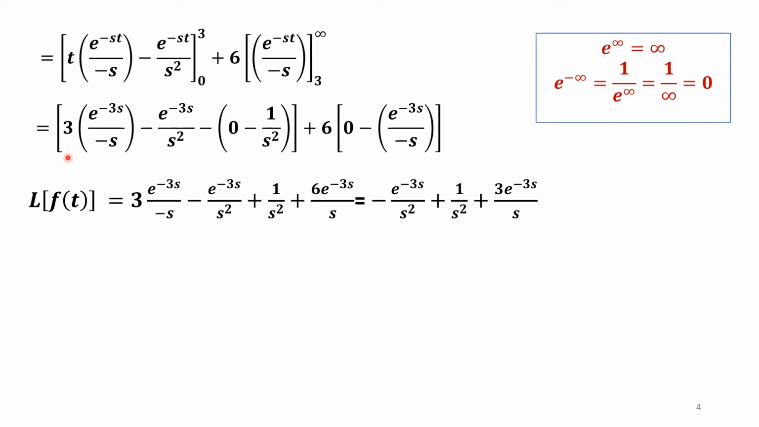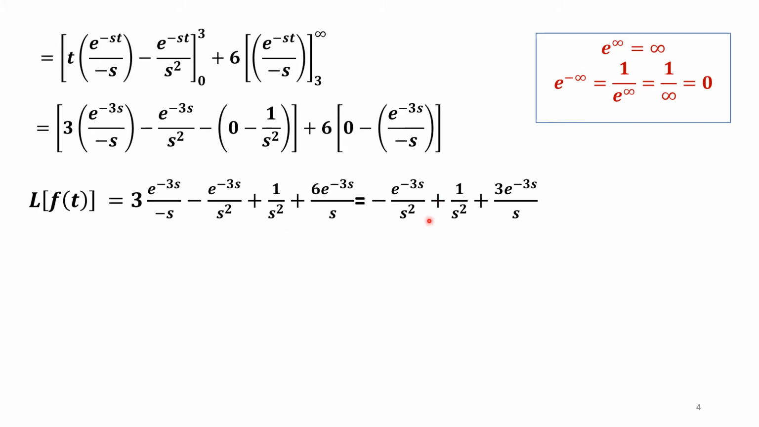Simplifying, just opening the bracket. So we will get 3 e raised to minus 3s upon minus s minus e raised to minus 3s upon s square, minus into minus is plus 1 upon s square. Again 6 plus into minus, but already you have a minus sign. So we'll have 6 into e raised to minus 3s upon s. So here we are having minus 3 e raised to minus 3s upon s. Here we are having 6 e raised to minus 3s upon s. So we can combine the first and the last term and write 3 e raised to minus 3s upon s. Second term as it is, third term also as it is.